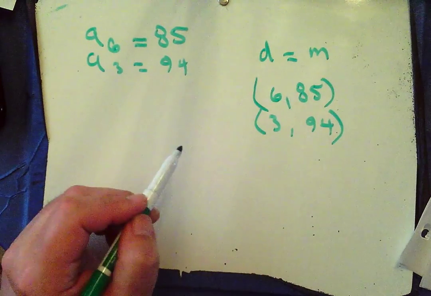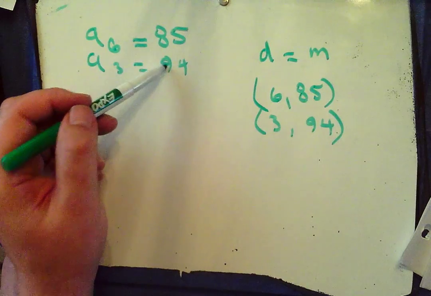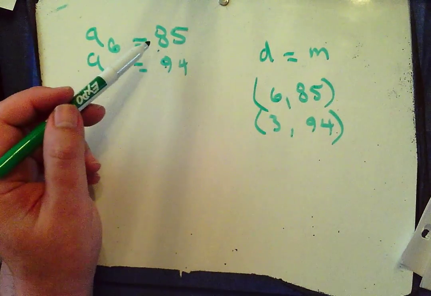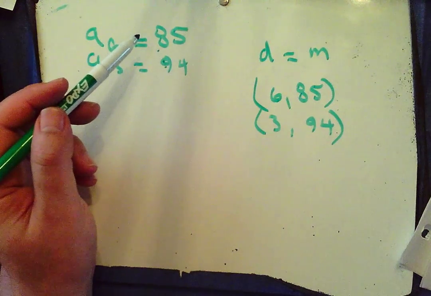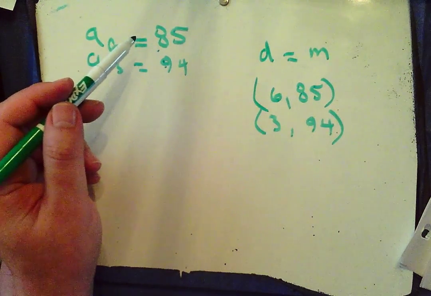Now, there are some students who say, okay, if I go down by 3, I get to 91. I go down by 3, I get to 88. I go down by 3, I get to 85. So I must have minus 3n. But most students can't do that.